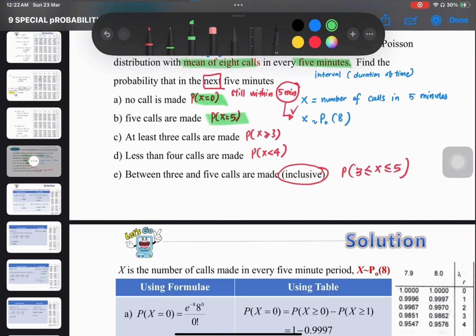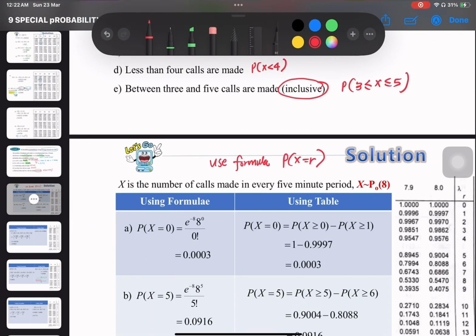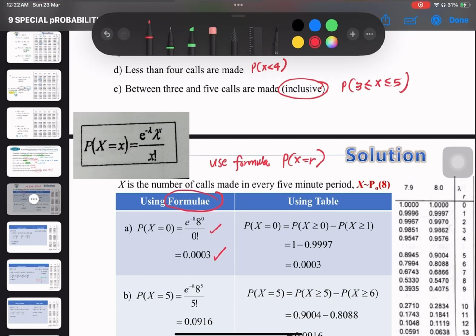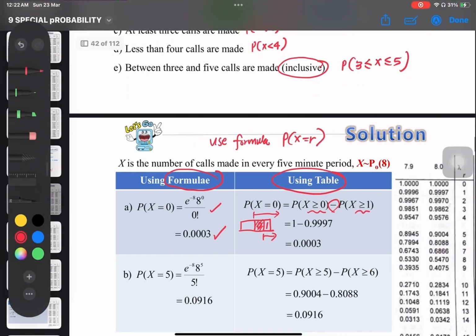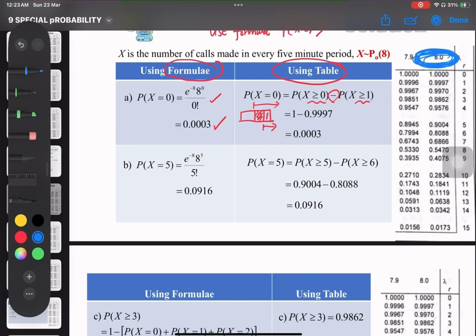So we have 2 ways to find the answers, one using the formula and another using a table. Formula shouldn't be any problem, just substituting the values. As for using the table, we need the probability of all the other values other than 0. 0 is not included, so we use the total probability of 1 and subtract it with the rest, which is more than or equal to 1. And we find the value from the table. So at the top we read the mean, which is 8, and at the row we read the number that we want. We want X greater than or equal to 1, so we read the 1.